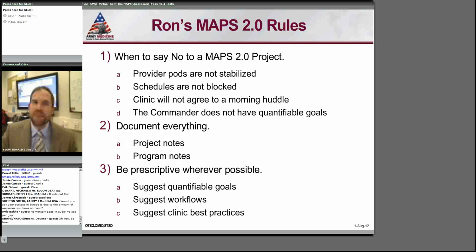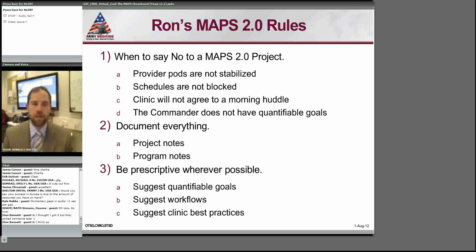Second element of this, schedules aren't blocked. Ron, we love what you're doing. We've seen the graphics. We've talked to the clinic commanders. You guys have really done some magic. But you know what? We just can't block the access to care. How about we try and do 20-minute appointments and make the training just happen?